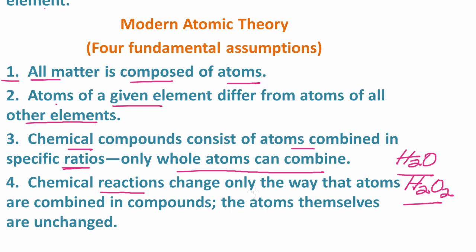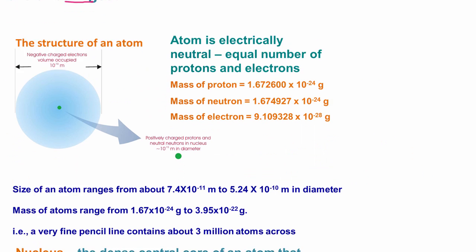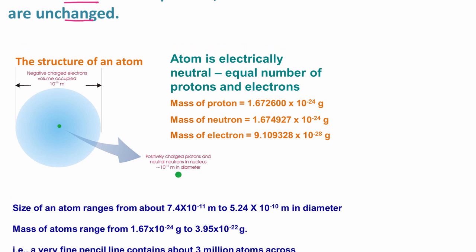Chemical reactions change only the way that atoms are combined in compounds. The atoms remained unchanged. And we'll talk more about that in a later chapter. But you can think of a chemical reaction as a rearrangement of atoms. So bonds are broken and new bonds are formed. Next, we'll talk a little bit about the structure of the atom.